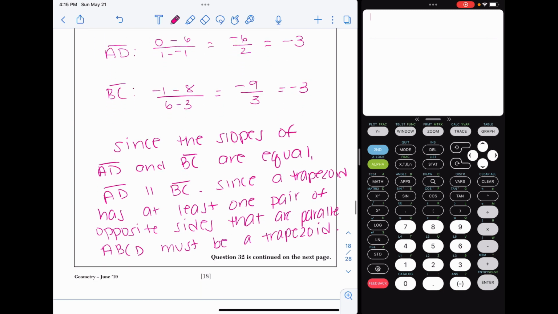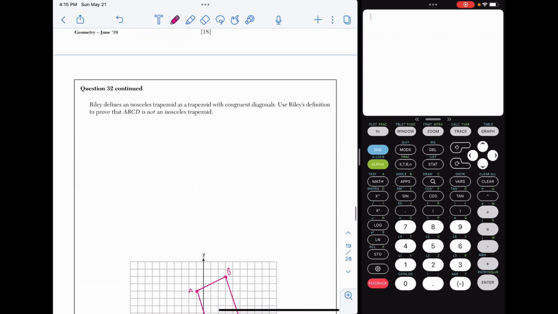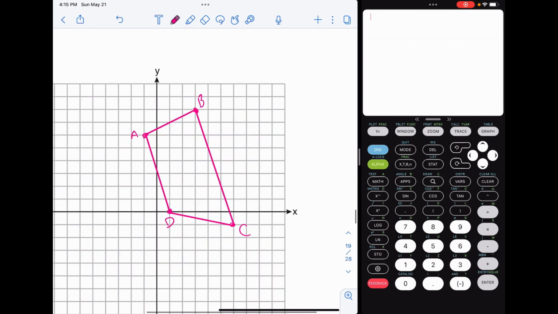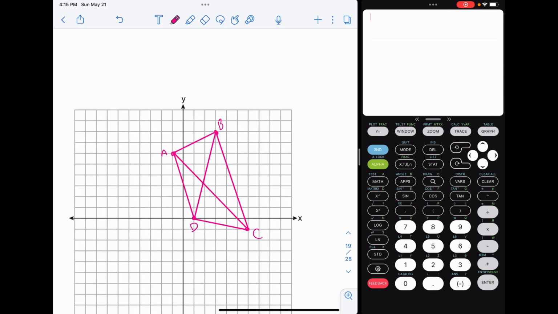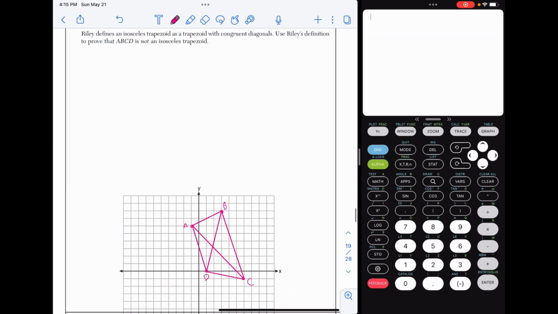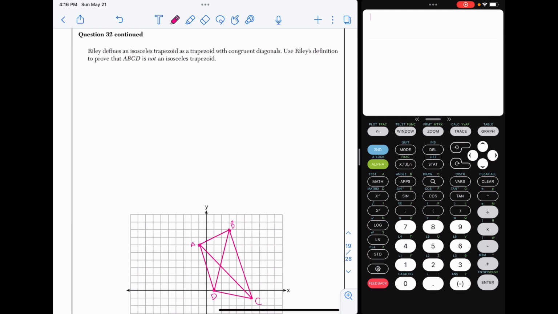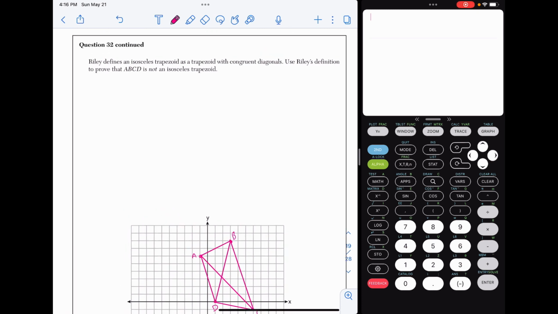Now there's a second part to this question. It says, Riley defines an isosceles trapezoid as one with congruent diagonals. Use this definition to prove that ABCD is not an isosceles trapezoid. Okay, so look at the diagonals. The diagonals are BD and AC. We want them to not be congruent. This is not asking us, are they congruent? It's saying it should not be. So we just need to prove that.